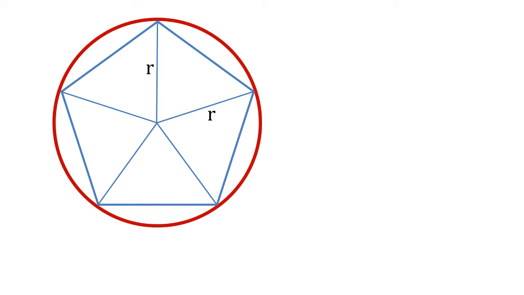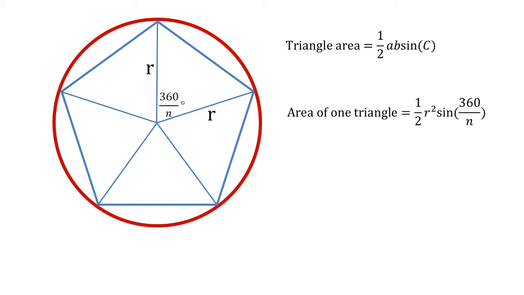The angle at the centre is therefore going to be 360 divided by n, the number of sides of the polygon. As we've now got a triangle with two sides and the angle in between them, we can work out the area of this using our formula half ab sine C. So putting r in for the a and the b and putting our angle in, we get that the area of one of these triangles is a half r squared times sine of 360 over n. But our polygon is going to be made up of n of these triangles. So multiplying by n, we get an area of a half n r squared times sine 360 over n.